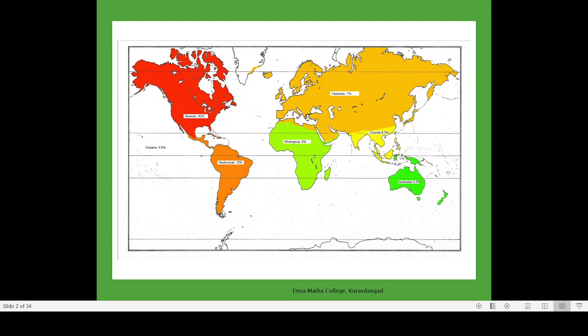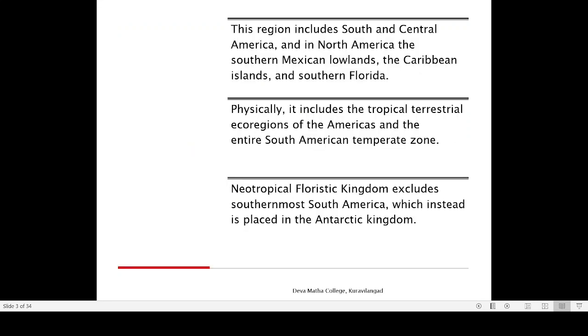So this region is actually placed in the floristic classification, the Antarctic Kingdom. But in the zoogeographical realm, it is also part of the Neotropical realm itself. So there may be some difference at the extreme south of South America.